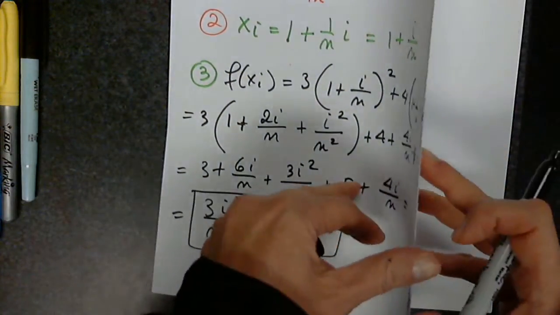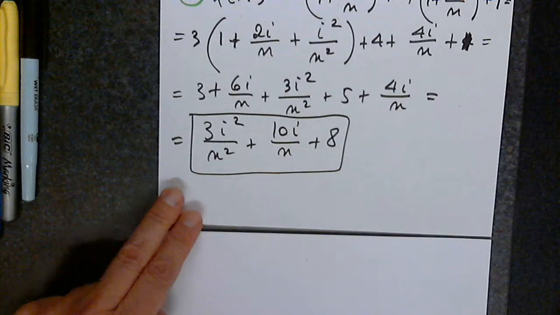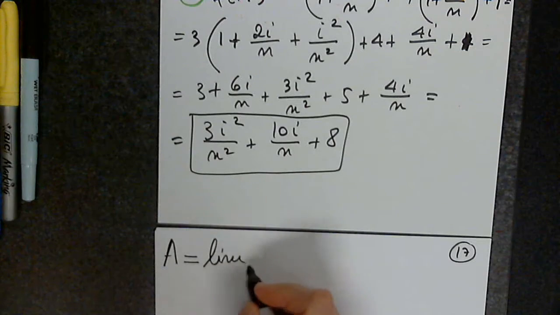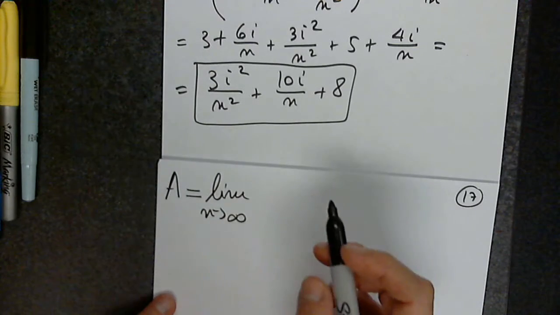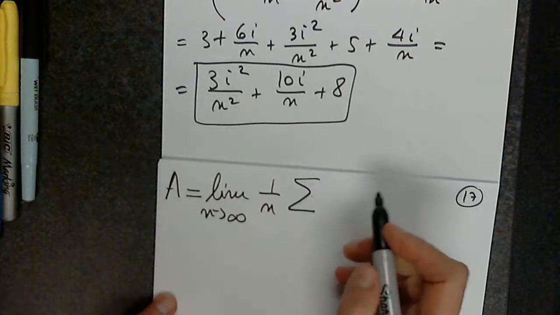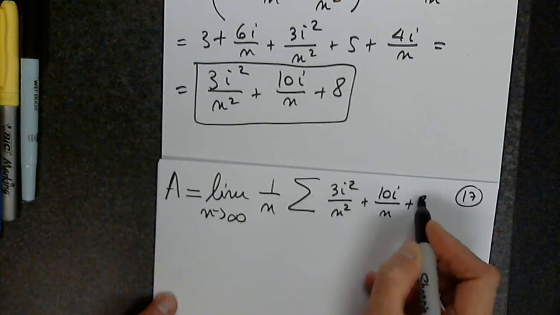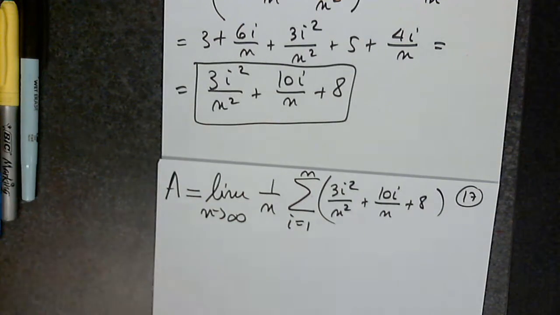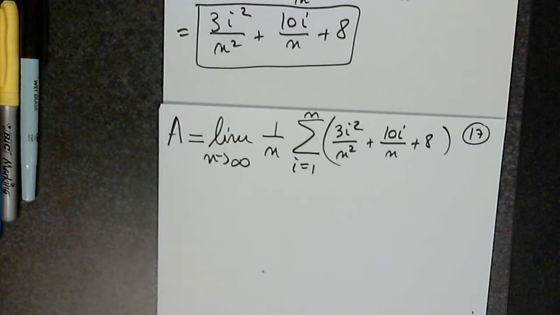Now I can put it in the limit of the Riemann sum. So now I know that the area is exactly the limit as n approaches infinity. I would like to put the delta x in front so I don't have to write it again. And times the sum of this, 3i squared over n squared plus 10i over n plus 8, from I equals 1 through n. It's a lot of writing in this limit of the Riemann sum. Now please tell me what will be the next step. What should I do next?